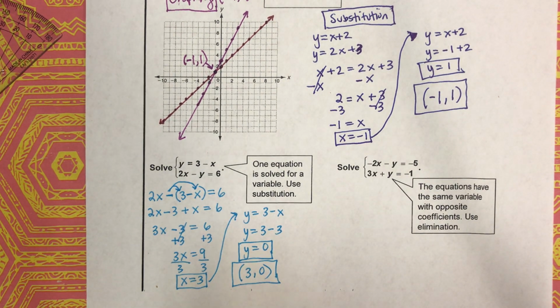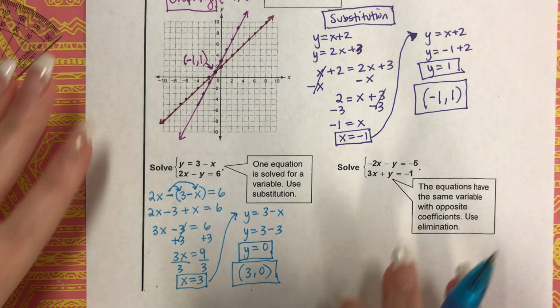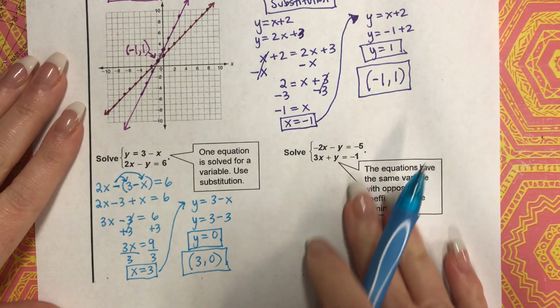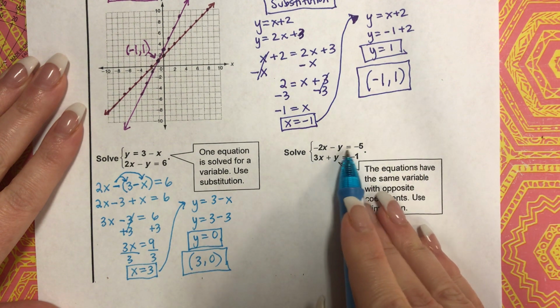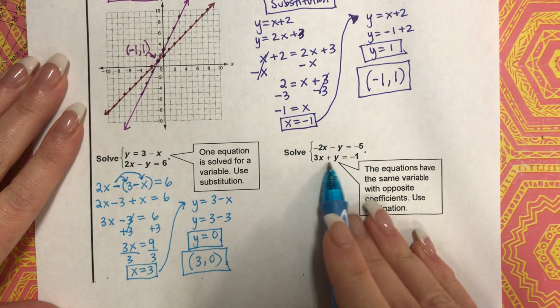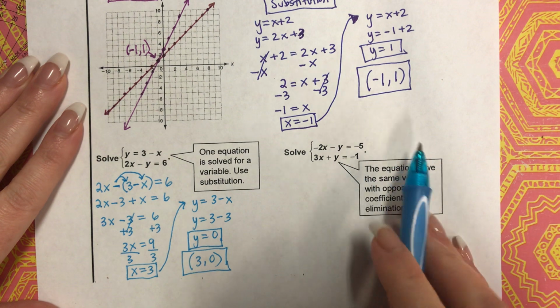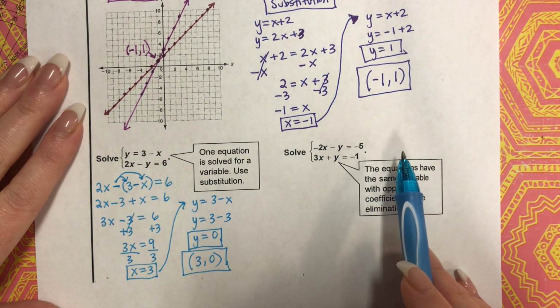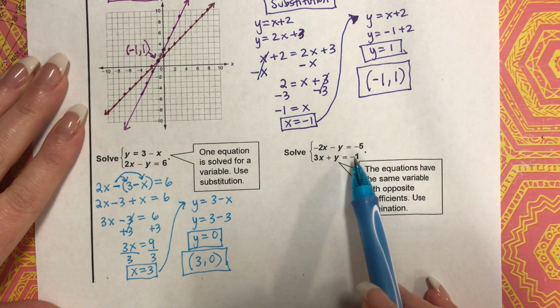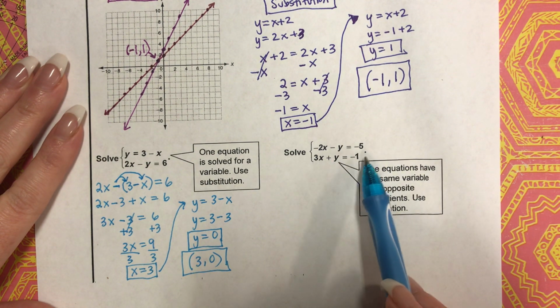Okay, perfect, perfect. All right, let's look at this one here, this example. So what do you guys think? We have negative 2x minus y equals negative 5, 3x plus y equals negative 1. What do you see? Graphing, substitution, or elimination? So I think graphing is totally out because neither of these are solved for y.